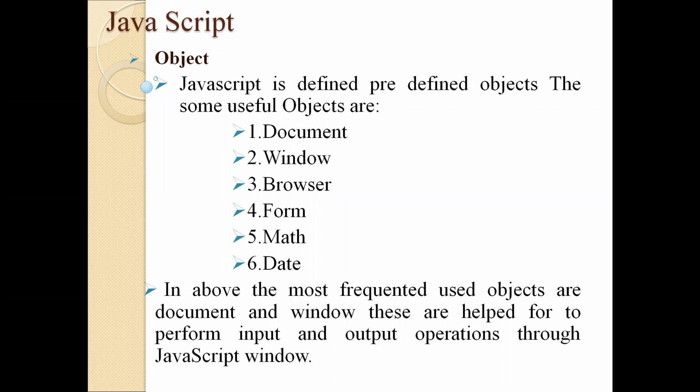As we all know, when we are working with programming, the most frequently used things are input and output operations. So the things related to input and output operations will be used most frequently in any programming language. The same thing applies here also. For taking input and output operations through JavaScript window, we need to make use of document and window objects. So they automatically become the most frequently used objects. Let us go to the next slide.